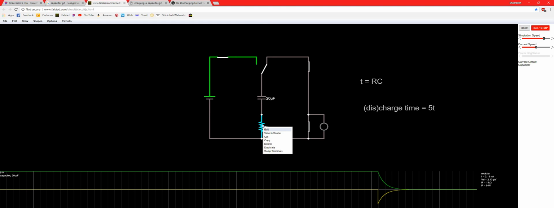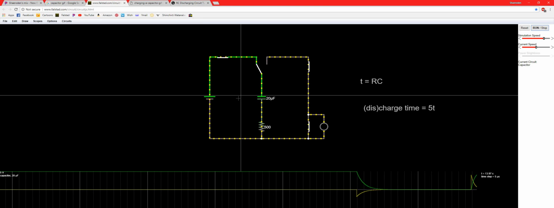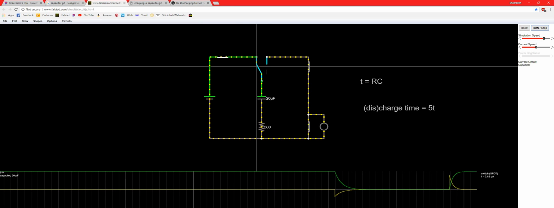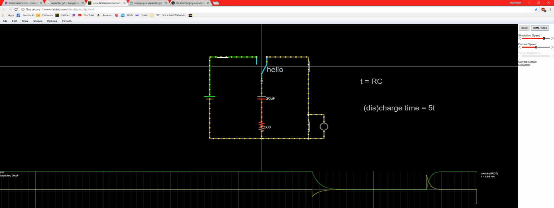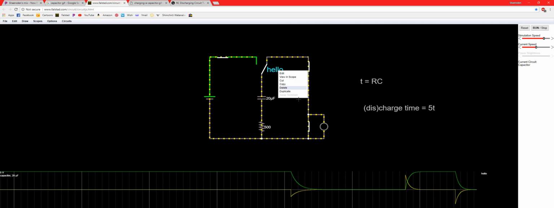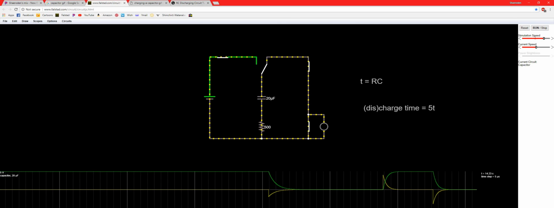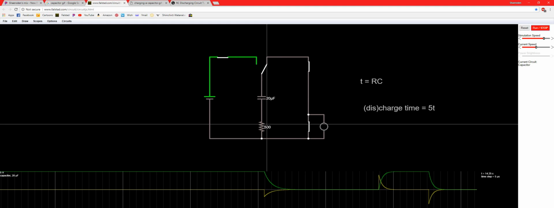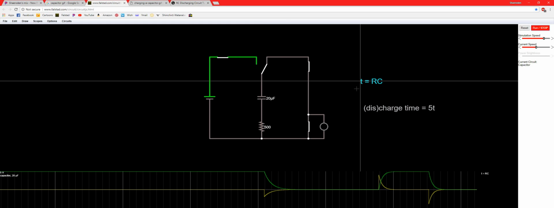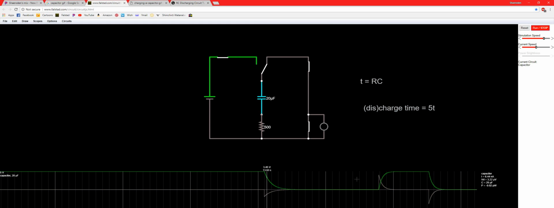So if we change this to, let's say, 500 ohms, and we charge it and discharge it. Okay. We can see that since we decreased our resistance, we've also decreased our time constant. So if you look at these two discharge curves, you will see that the second one is a lot shorter than the first one.